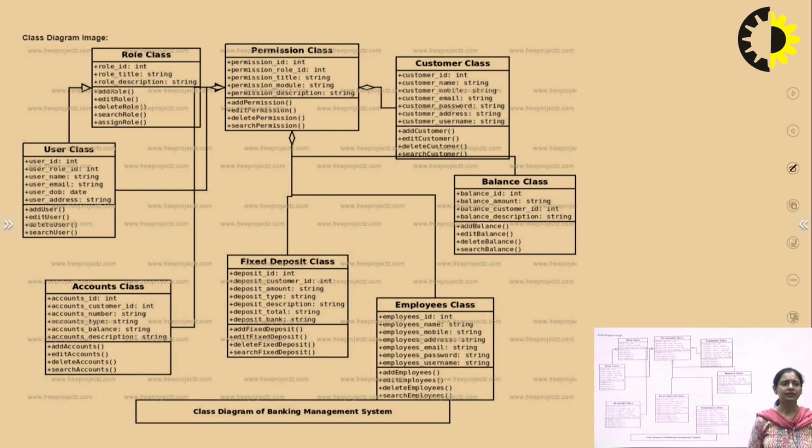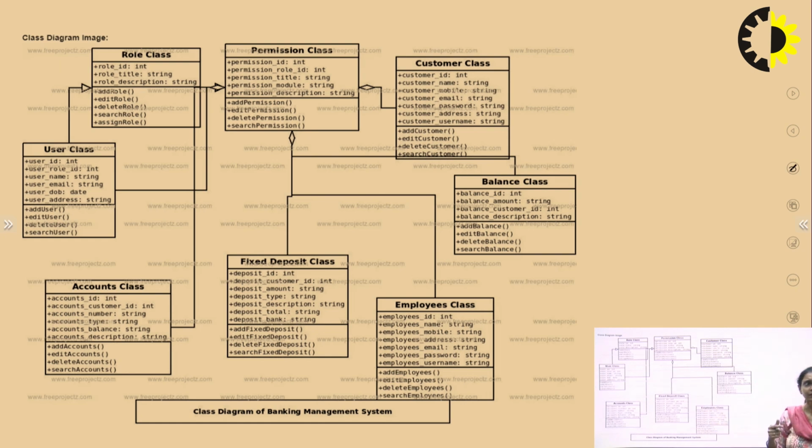So we have another class diagram for the banking management system, where we have the role class, which talks about the role ID, the title and the description, which is being managed by the admin, where the admin can either add, edit, delete a role, search a role or assign a role. For user, we again have these all as the attributes and the methods. If we look into the account section, we have the account ID, the account customer ID and all. For fixed deposit, we again have another class. For employees, we have another class. For balance, we have another class. For customer and the permission.